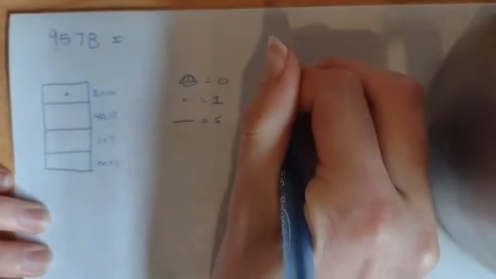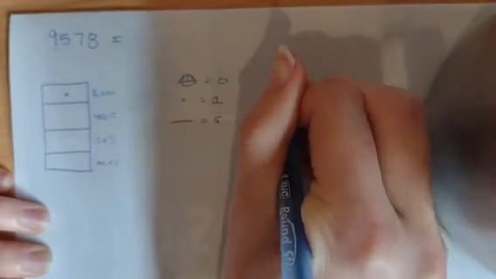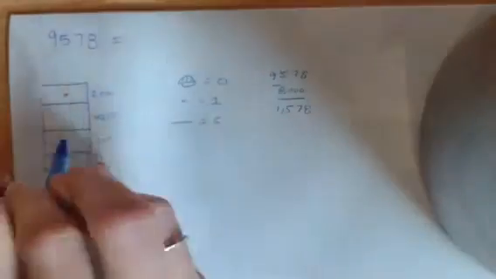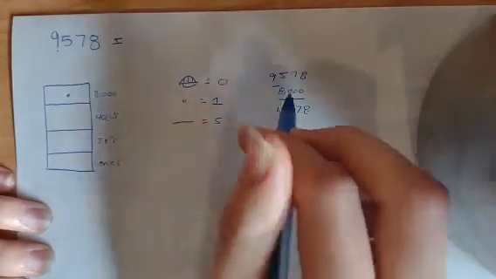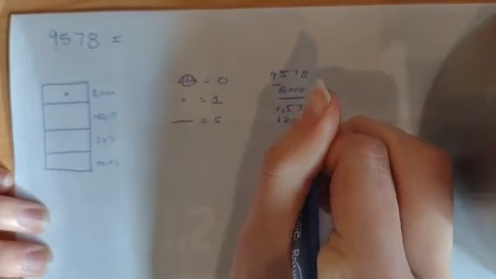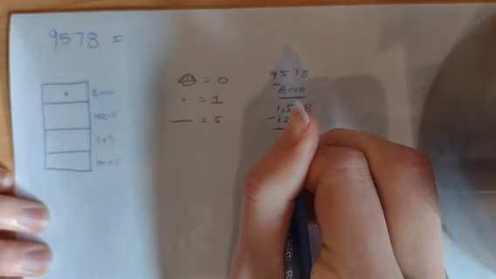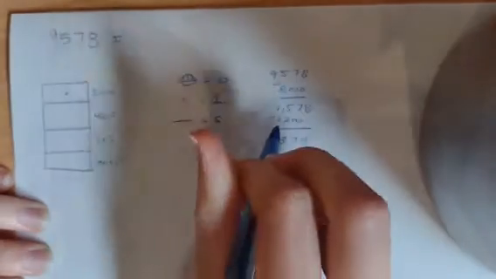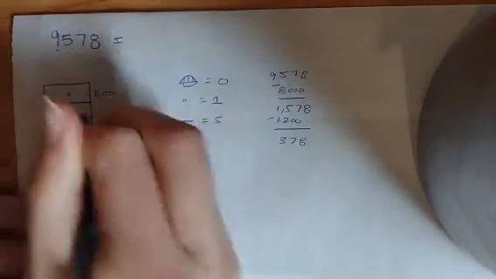So 9,578 minus 8,000 is going to be 1,578. How many groups of 400s do we have in this number? We're going to have 3. So 1,200. You're subtracting, and you're going to get from that number 378, but we need to make sure we put 3 groups of 400 in here.